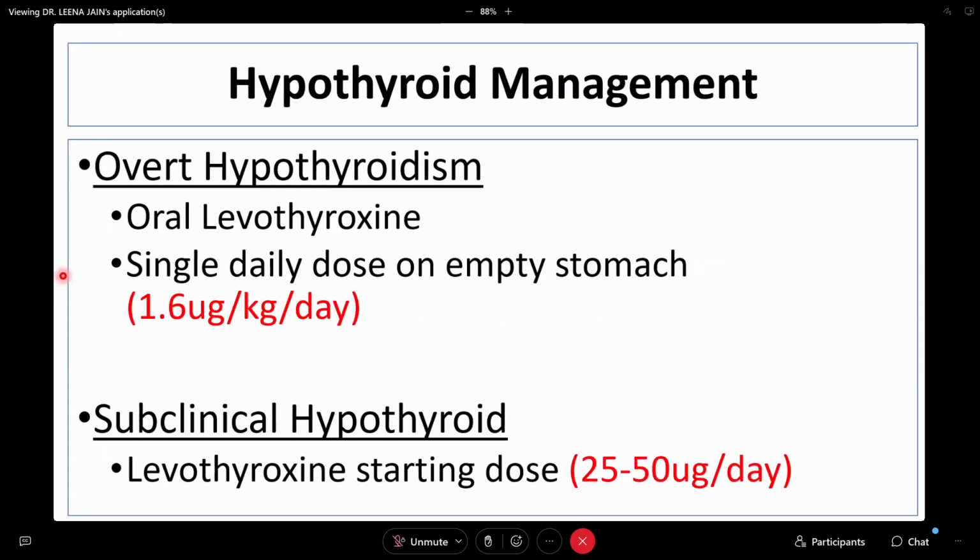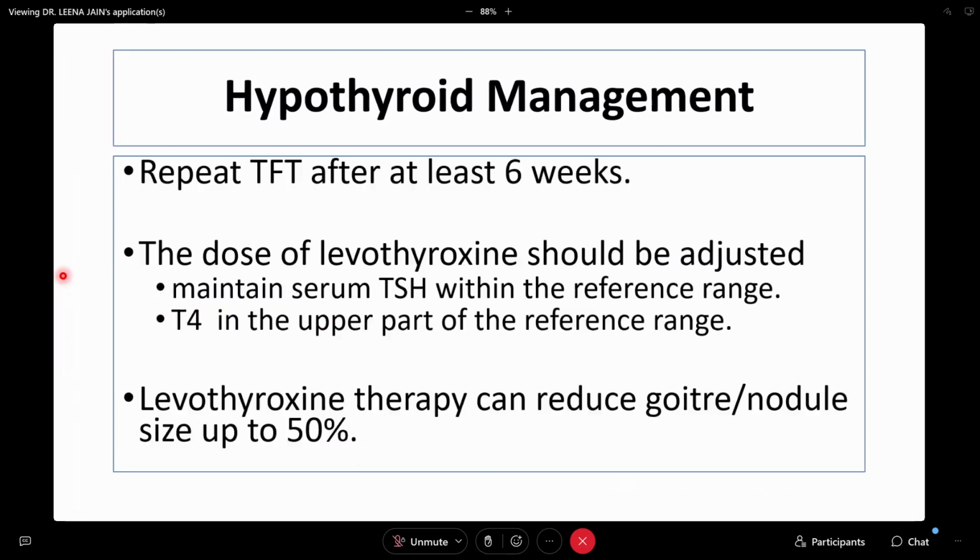So how do we usually manage? We usually manage with oral levothyroxine. The important message here is that we start the dose at 1.6 microgram per kg per day. How will you start the dose? 1.6 microgram per kg per day on an empty stomach. The dose has to be taken on an empty stomach. In subclinical hypothyroidism, usually you directly start with levothyroxine. That dose is 25 to 50 microgram per day, any range depending on the level of the TSH. Between 5 to 10 is the level, and between 25 to 50 you can keep the drug dose.